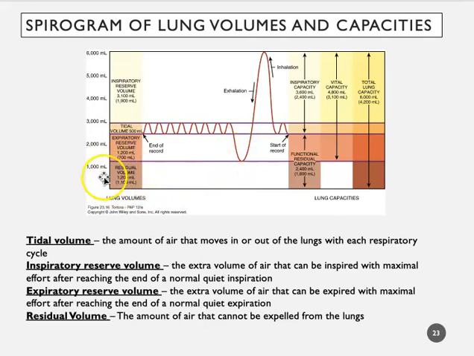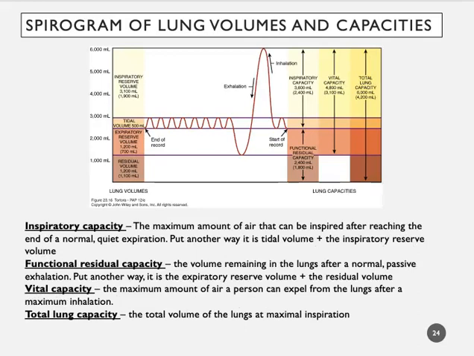There is something called a residual volume. That's the amount of air that no matter how hard you try, you can't possibly get out of your lungs or your trachea, because your trachea also doesn't totally collapse. So no matter how hard you breathe out, there's always some small amount of air that will remain in your respiratory tract.